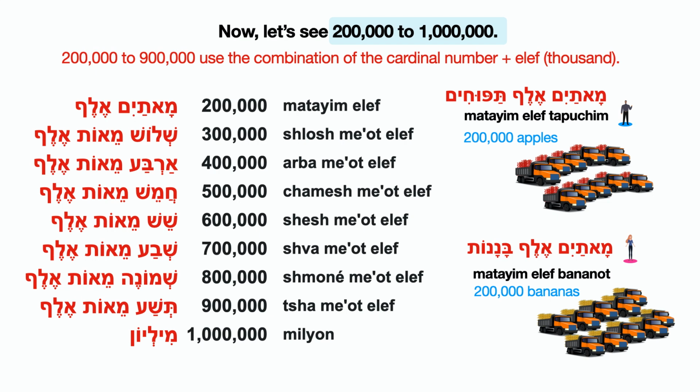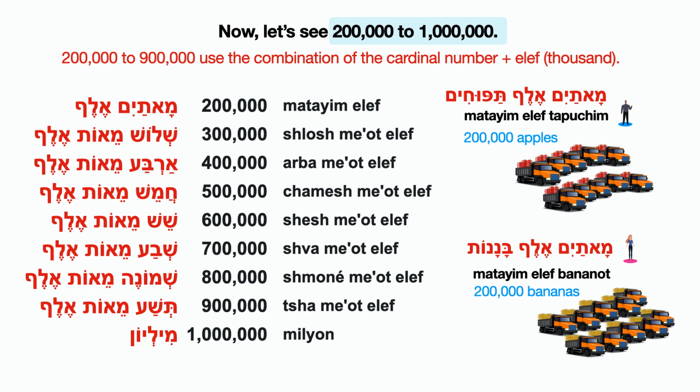300,000. 400,000. 500,000. 600,000. 700,000. 800,000. 900,000. And 1 million is milyon.